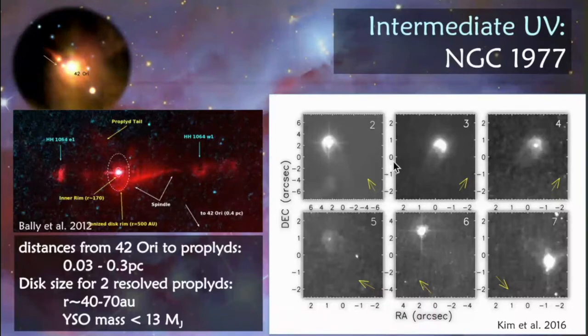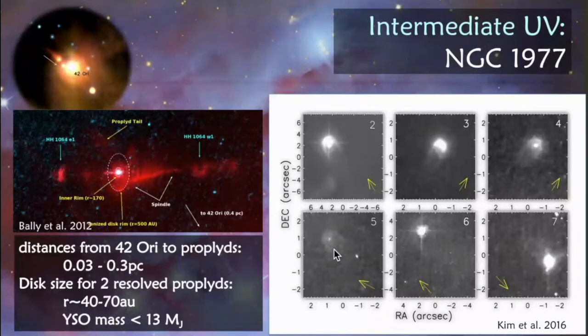And the right-hand side is from our paper in 2016, which shows 6 proplets evaporating away from that B star. They're all within 0.3 parsec because that was basically how far we went with HST, John Bally's data. And disk sizes for the 2 resolved disks, number 4 and number 5, are about 40 to 70 AU. These are the H-alpha images from HST, and we do not have ALMA, unfortunately.